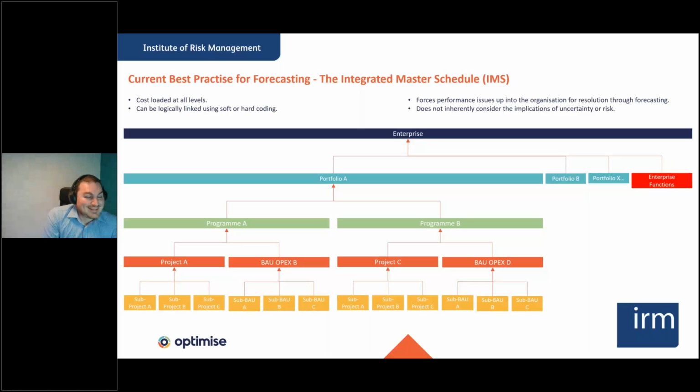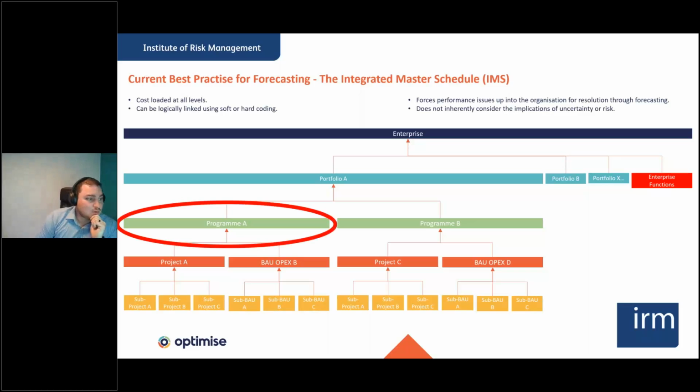But it doesn't at the moment inherently consider the implications of uncertainty and risk. So this whole picture is either deterministic or it's used off the back of an EAC for a project or a program, an estimate at completion. It's generally underpinned, to an extent, by a guess, but we think we can do better.